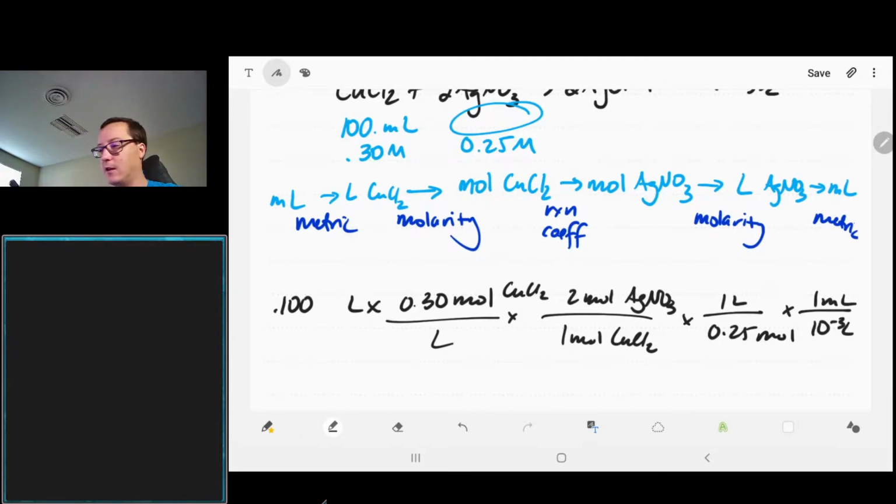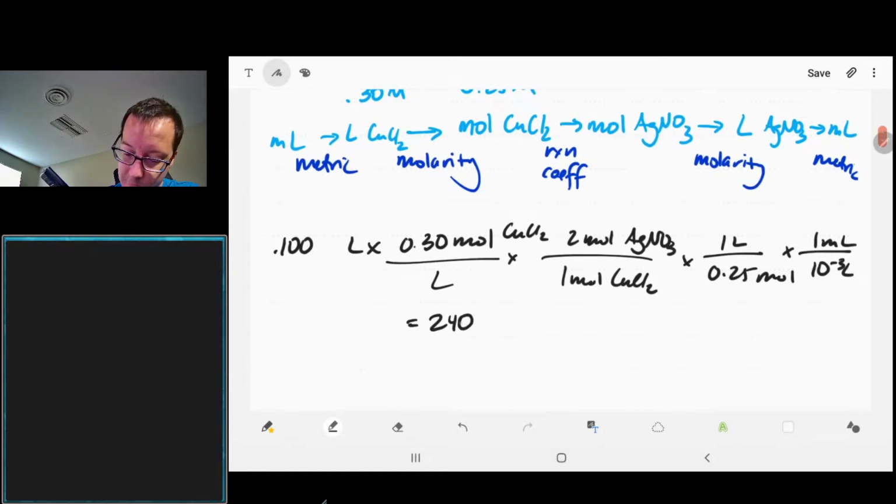Gotta find our calculator here. So 0.1 times 0.3 times 2 divided by 0.25 times 1,000. Doing this, we get 240. However, we're going to need to round this to the appropriate sig figs. Actually, that is 240 with just 2 sig figs, so we're okay. We just need to get rid of the decimal there. And that is our answer. And so it looks like the answer should be D for that. All right.